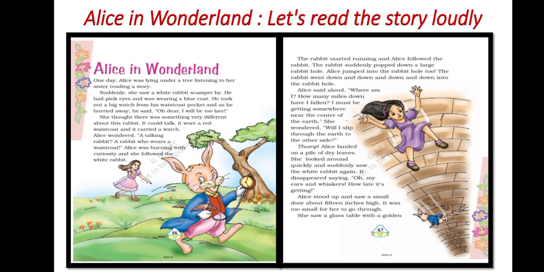Alice said aloud, "Where am I? How many miles down have I fallen? I must be getting somewhere near the center of the earth." She wondered, "Will I slip through the earth to the other side?" Thump! Alice landed on a pile of dry leaves. She looked around quickly and suddenly saw the white rabbit again. It disappeared, saying, "Oh, my ears and whiskers, how late it's getting."